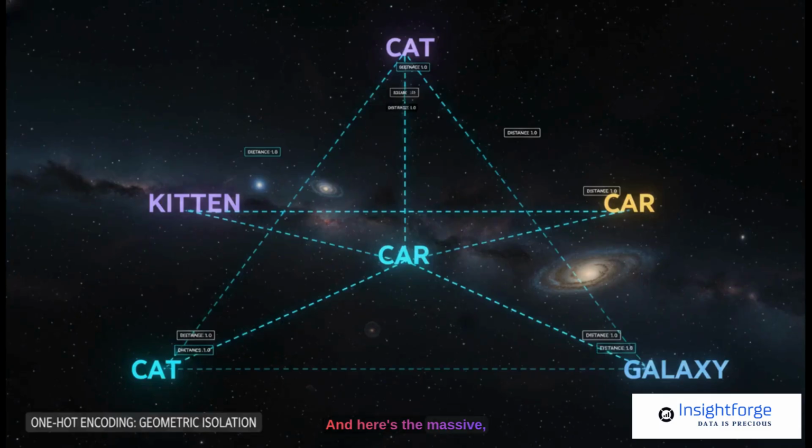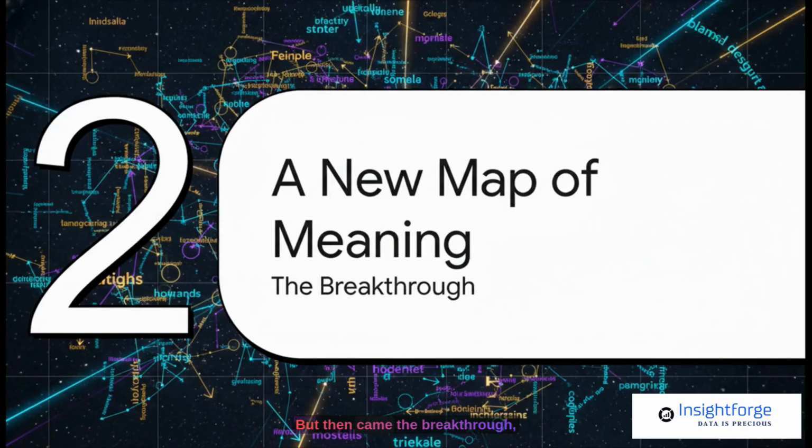And here's the massive, critical failure of that old system. Because every word lives in its own little isolated universe, the word cat is just as far away from kitten as it is from joy or galaxy. The system has absolutely no concept of how words relate to each other. None. But then came the breakthrough, a complete game changer.